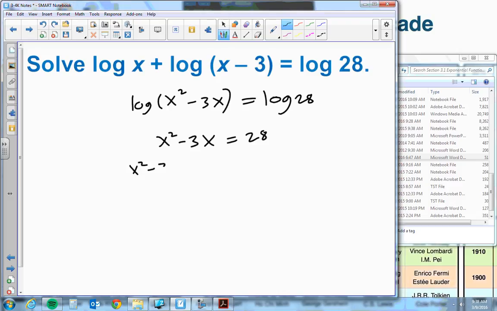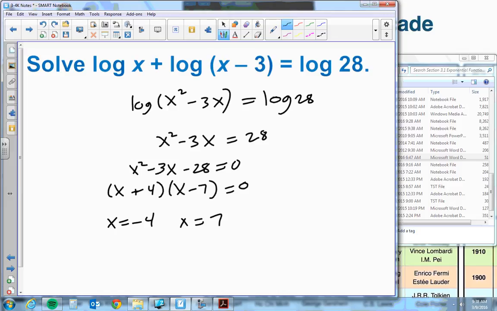Move this 28 over, like the last one. We need 4 and 7 this time. Which one should be positive this time? Because we need the smaller one positive. And so you get x equals negative 4 is one solution, x equals 7 is the other solution.